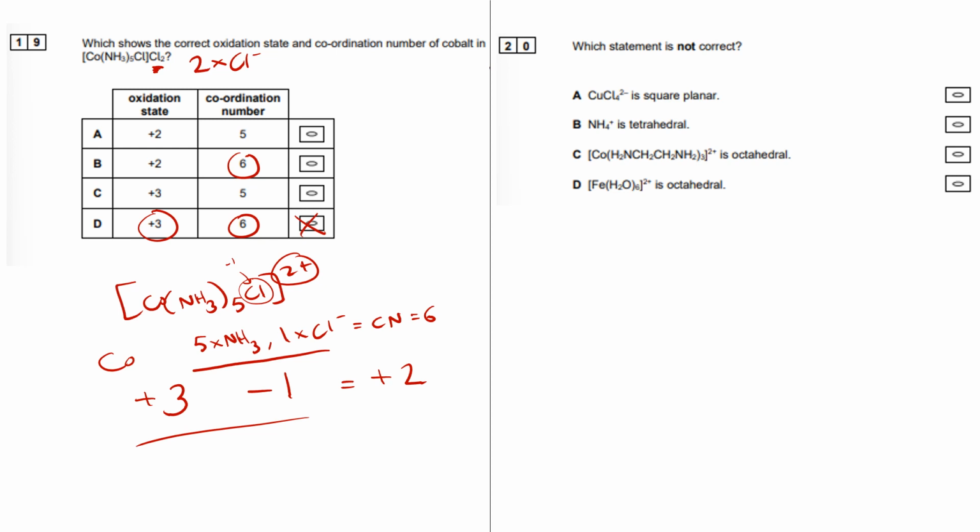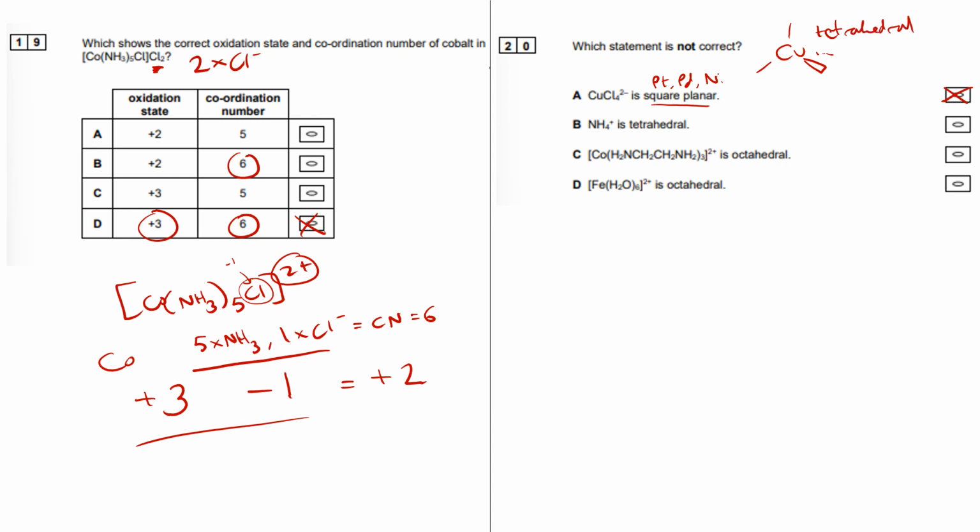Question number 20. Which statement is not correct? So CuCl4 2- is square planar. CuCl4 2- is in fact tetrahedral. So that statement is incorrect. You get square planar complexes when you have 4 ligands bonded to platinum, palladium or nickel. Otherwise it's going to be tetrahedral. So again, statement A is incorrect.